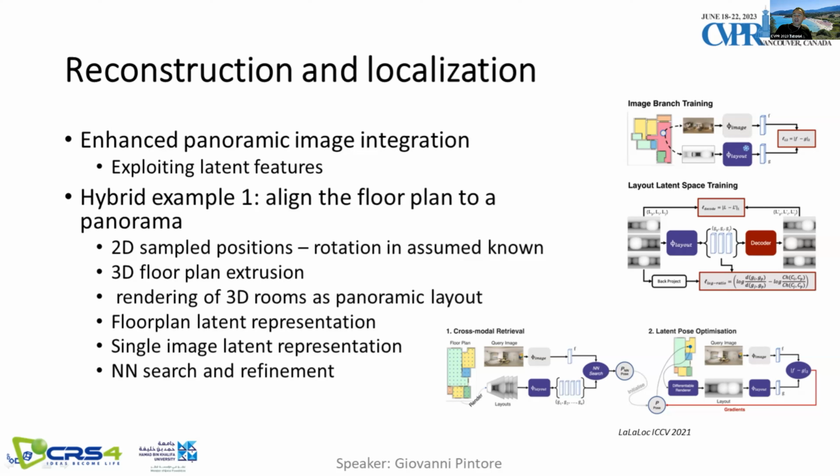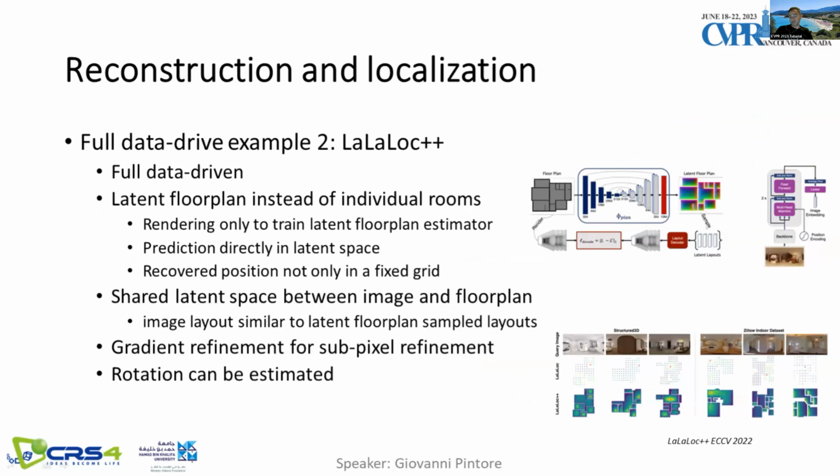In a first step, the inference, we find a draft pose that is recovered by comparing the image feature in latent space with the floor plan latent feature using a simple nearest neighbor search. And finally, we have a second step where we refine the pose with a gradient-based approach. Such an approach is still hybrid. So recently, the same authors transformed it into a full data-driven pipeline.